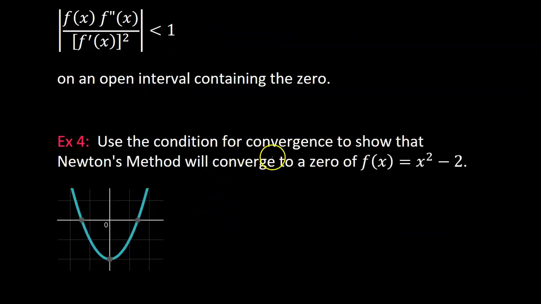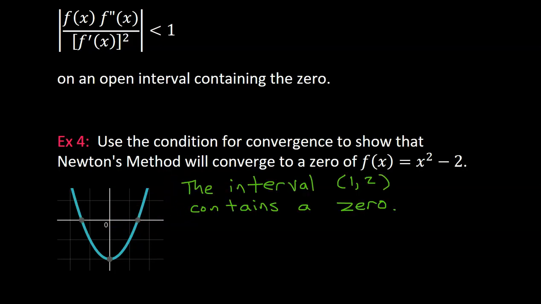Use the condition for convergence to show that Newton's method will converge to a zero of f of x equals x squared minus 2, which, by the way, is the function from example 1. Here's a little graph. We can see that there's a zero somewhere between 1 and 2. The condition for convergence involves f prime and f double prime. So let's go ahead and find those.